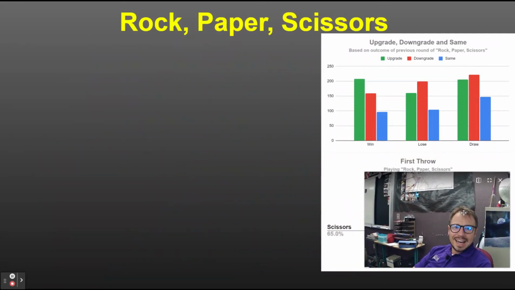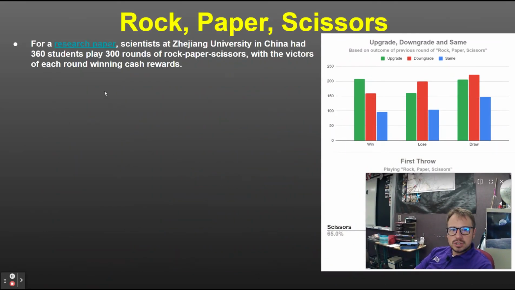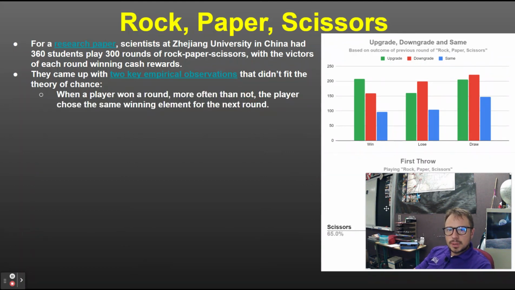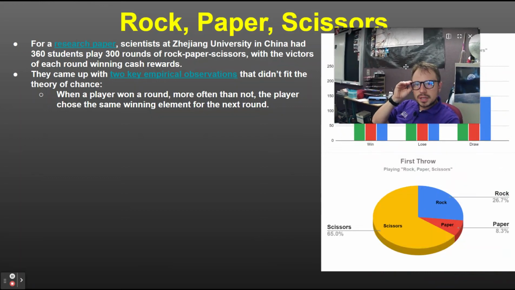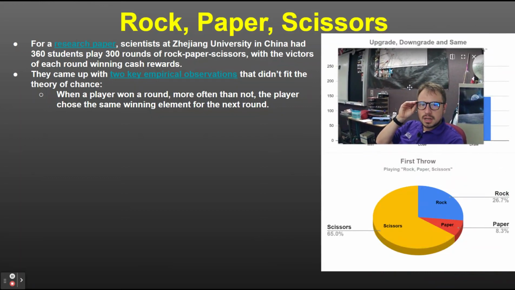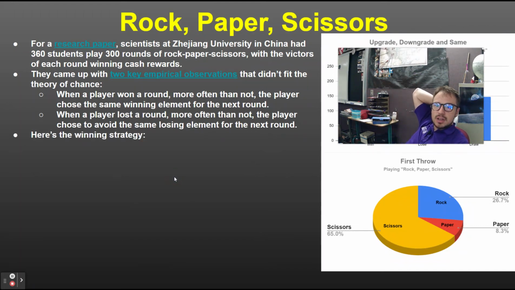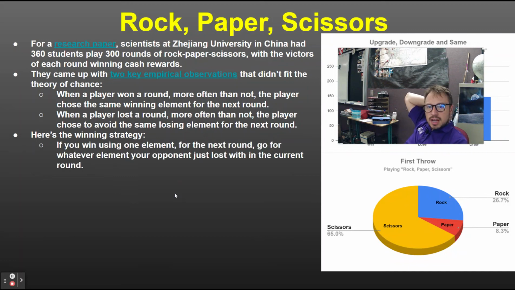And if we look at the data on this, there's a research paper from some university in China where they did play a lot of rock, paper, scissors, and there were 2 experimental observations. When a player won a round, more often than not, the player chose the same winning element for the next round. When a player lost a round, more often than not, the player chose to avoid the same losing element for the next round. So they came up with this winning strategy.